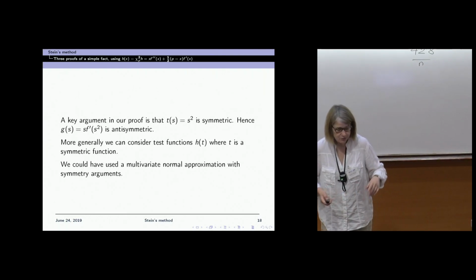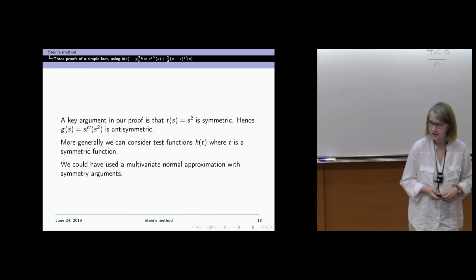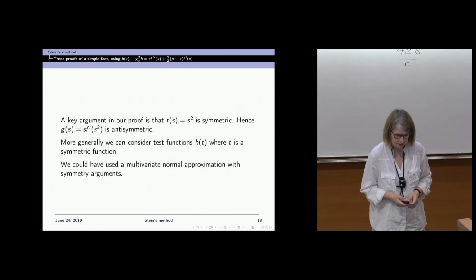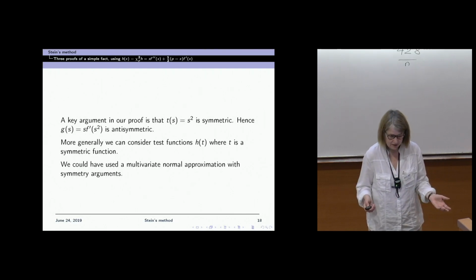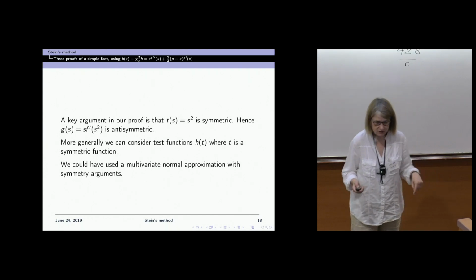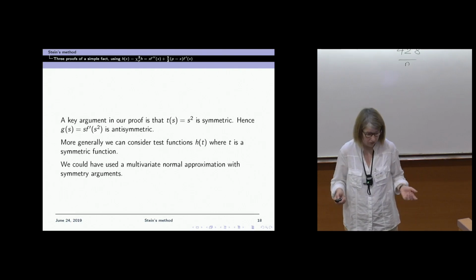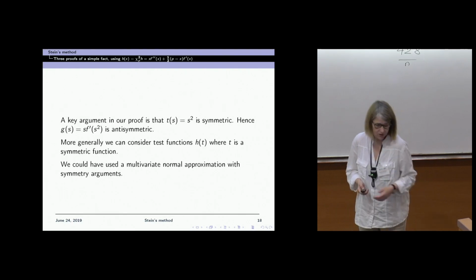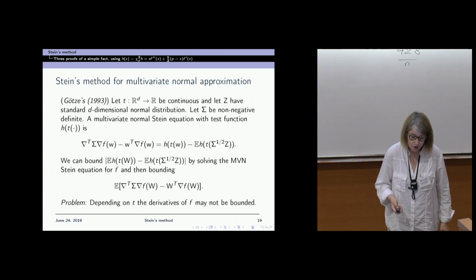The key argument in the proof is that this function t of s equal to s squared is symmetric. And so any function of it is also symmetric. So g of s, as a function of s squared, is symmetric. So more generally, we can consider test functions h of t, where t is a symmetric function. And then we can use a multivariate normal approximation as follows.